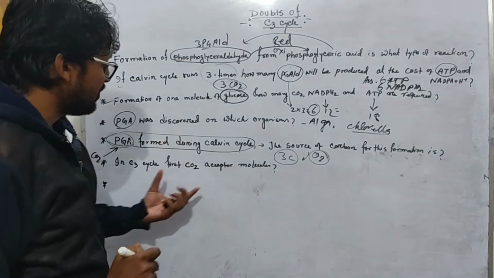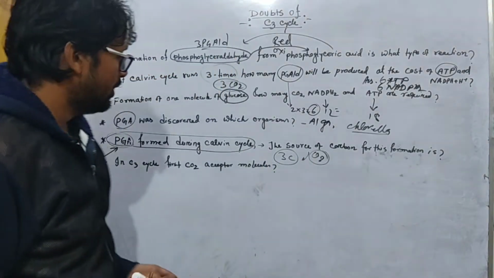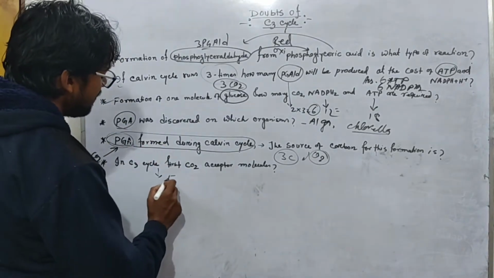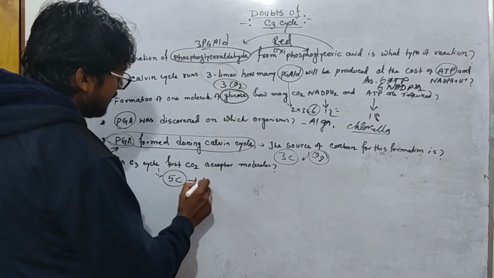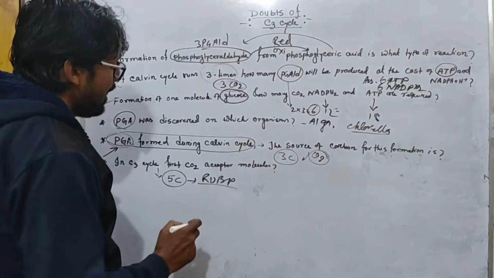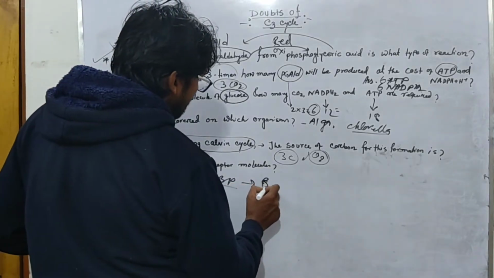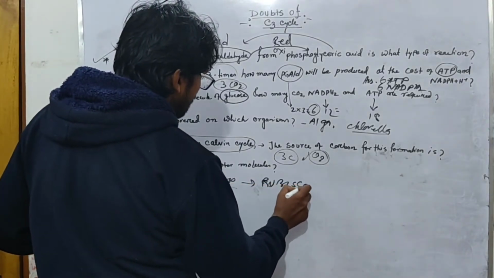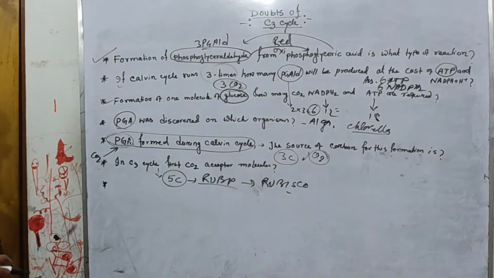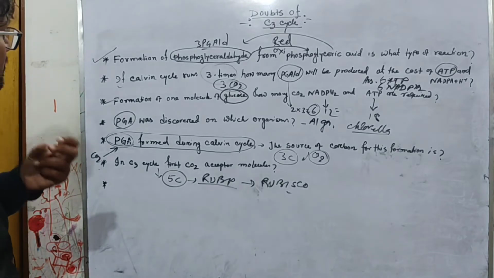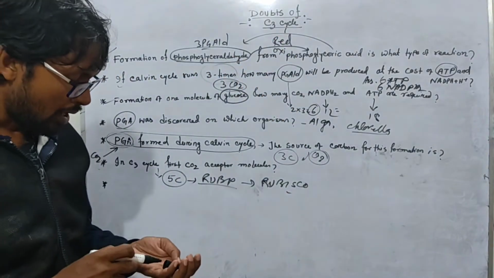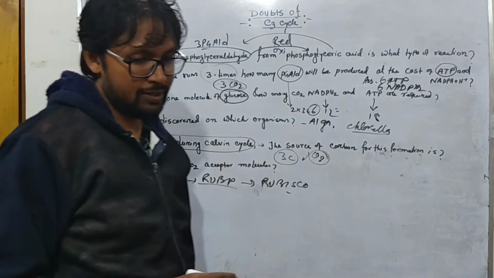In the C3 cycle, the first carbon dioxide acceptor molecule is a 5-carbon compound, remember, that is RuBP, ribulose 1,5-bisphosphate, and the enzyme is RuBisCO, the most abundant enzyme of our world. So these are the doubt questions. I am discussing the next doubt questions here.